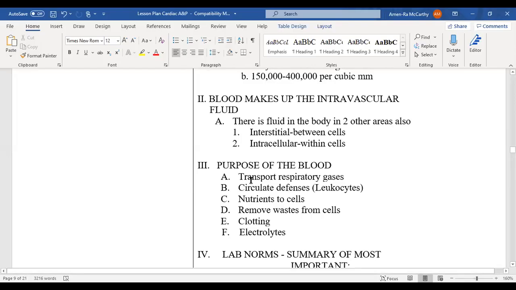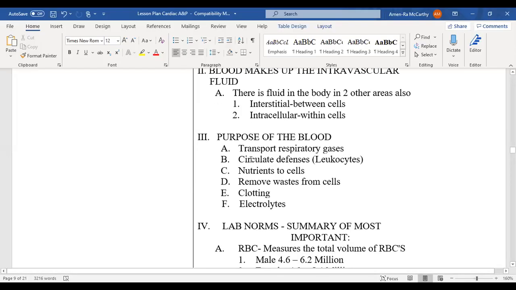Good. All right. Purpose of the blood. Blood has several purposes, like 5. Transport respiratory gases, circulate the defenses, take nutrients to the cells, remove waste from the cells, is responsible for clotting, and what?